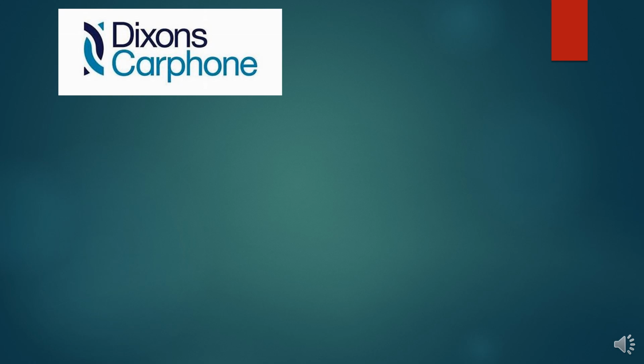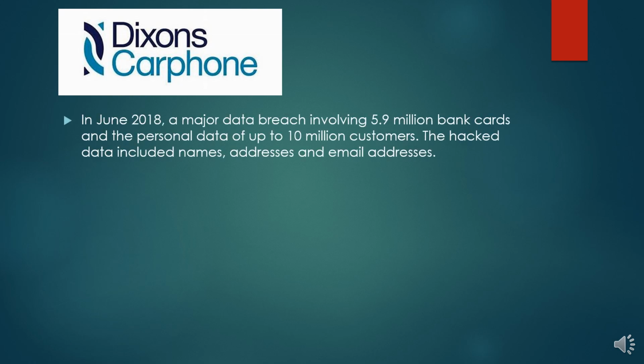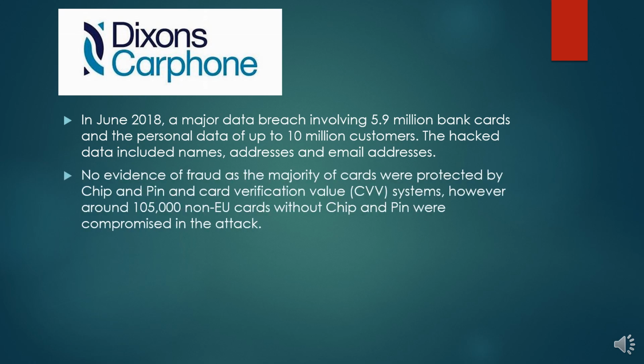Next, we will discuss Dixons Carphone. In June 2018, Dixons Carphone revealed a major data breach involving 5.9 million bank cards and the personal data of up to 10 million customers. The hacked data included names, addresses, and email addresses. The electronics retailer announced that in a review of its systems, it uncovered an attempt to gain unauthorized access to 5.9 million cards in one of the processing systems of Currys PC World in Dixons Travel stores.